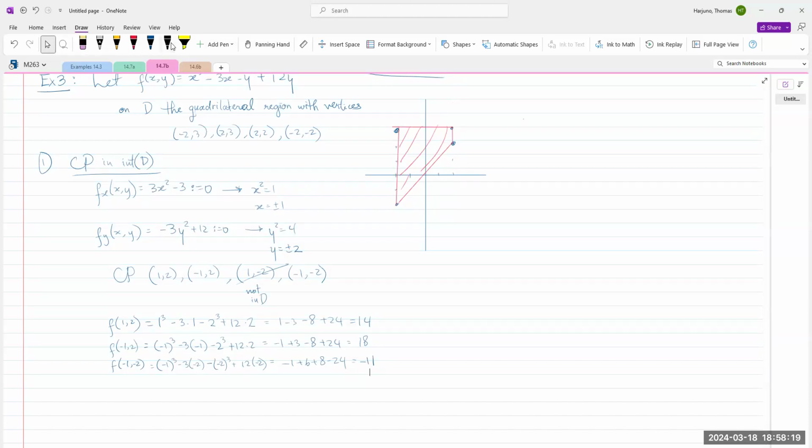Okay, if I plot those coordinates, 1 comma 2 is here. This is 1 comma 2, negative 1 comma 2, and negative 1 comma negative 2 is here. It happens to be on the boundary. Okay, now those are the respective values. Now we see the critical points and endpoints, of course, on the boundary of D.